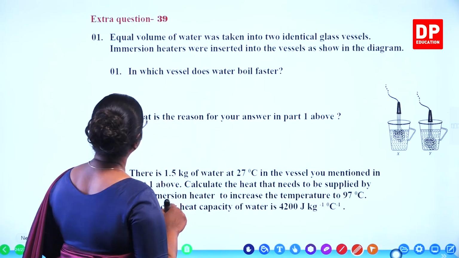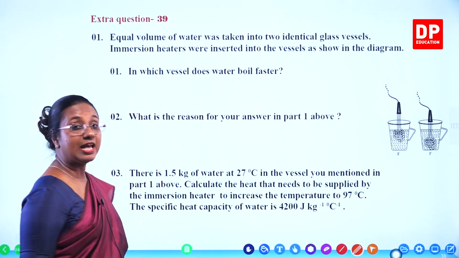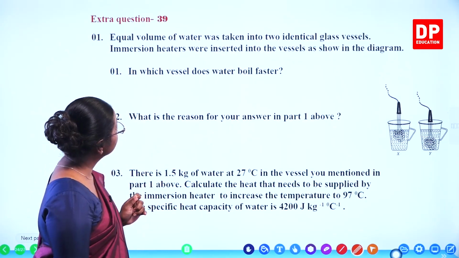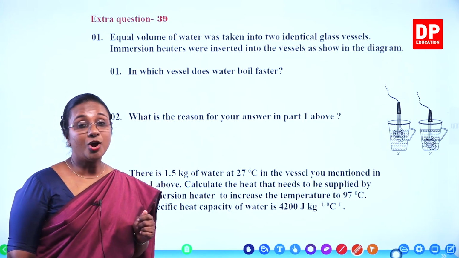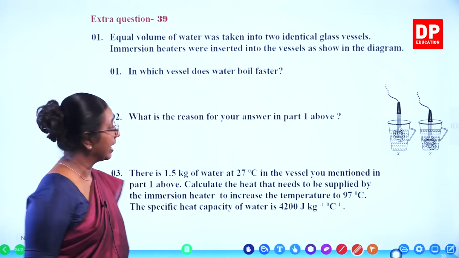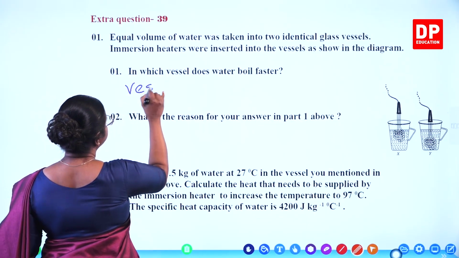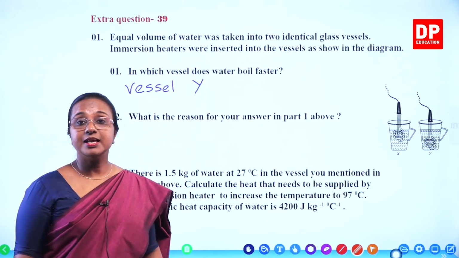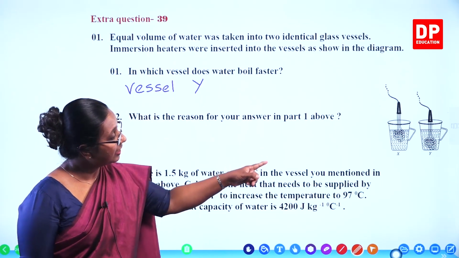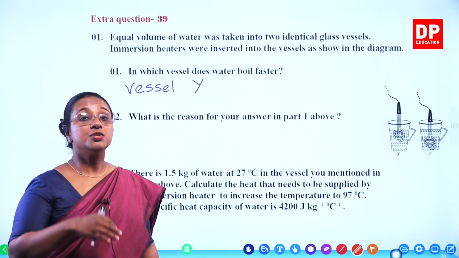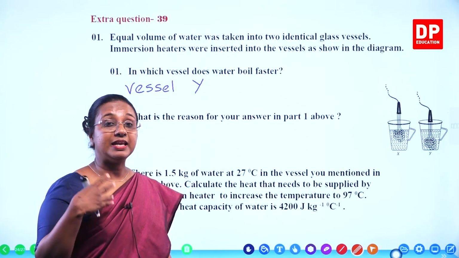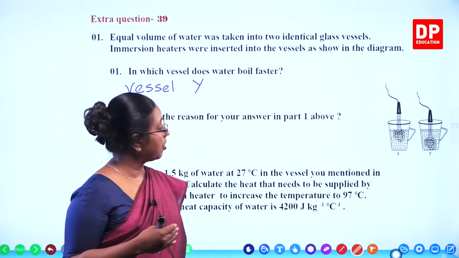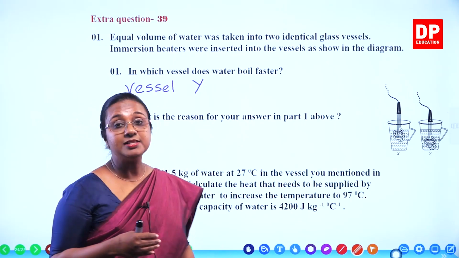That's the only difference. So the questions, you're familiar with that observation, students? We will answer the questions related to that. In which vessel does water boil faster? I'm sure you all know the answer. What is it? In vessel Y. What is the reason for your answer in part 1 above? In vessel Y, the immersion heater is right at the bottom. So all the water gets heated up and heat is transferred easily by convection. Therefore, it boils faster.